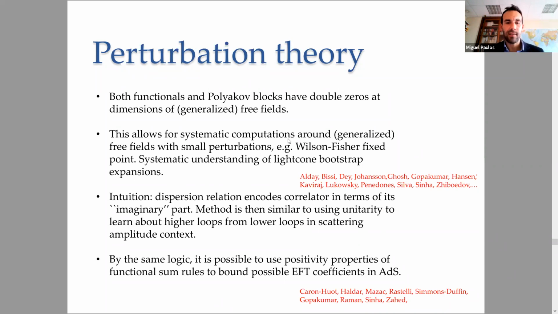So the intuition is that, either using functionals or using this dispersion relation, you are encoding the correlator or the CFT data in terms of its imaginary part, like you do in scattering amplitudes. And in scattering amplitudes, there's this well-known unitarity method that allows you to bootstrap higher loops from lower loops. So here it's exactly the same logic.